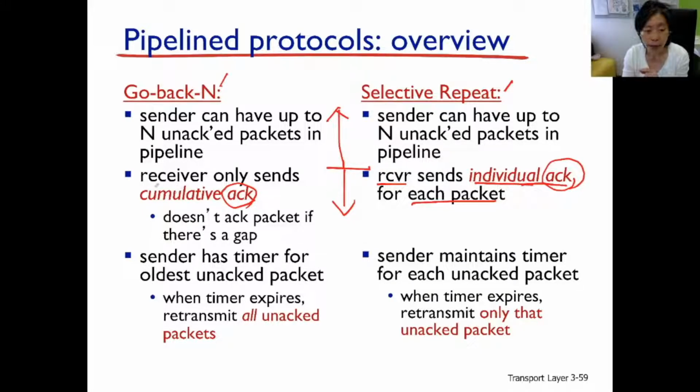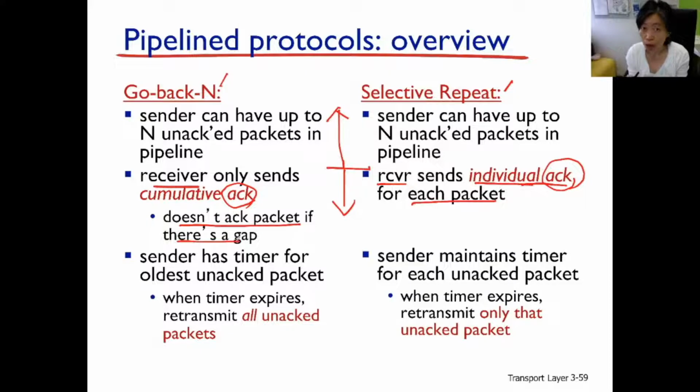But for Go-Back-N, the receiver sends back acknowledgements, but the acknowledgement carries a sequence number such that all the data packets before that sequence number are acknowledged. So this is a bit odd. One sequence number seems to acknowledge all the packets before it. But the fact is that what the receiver is doing is this.